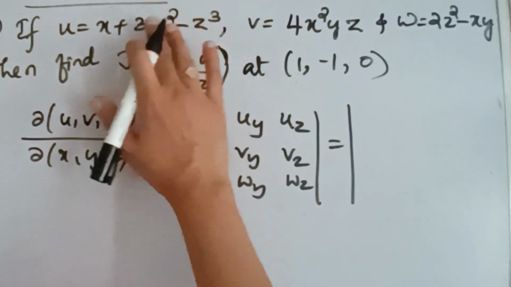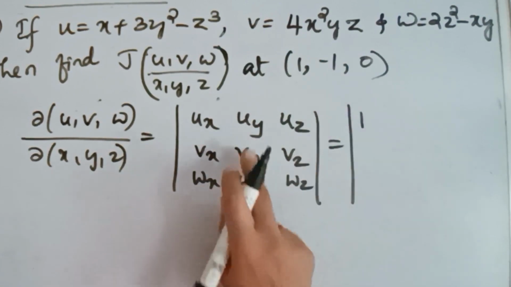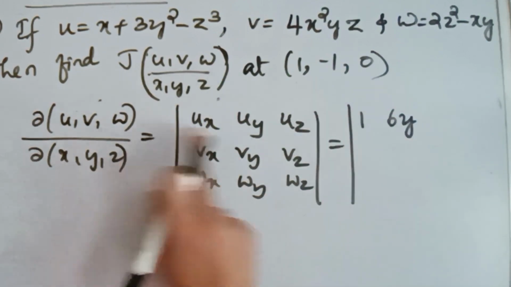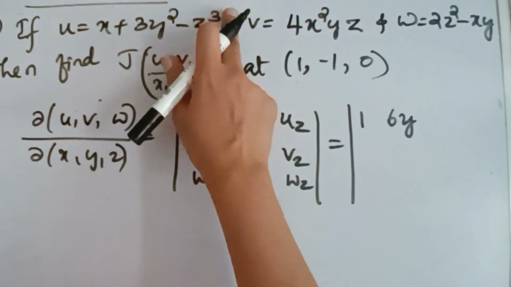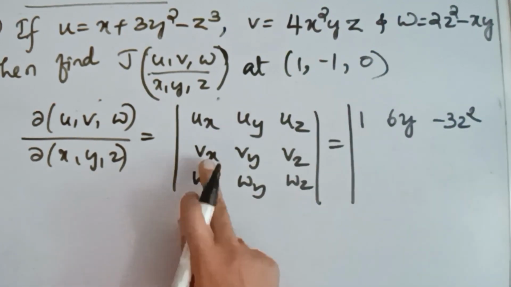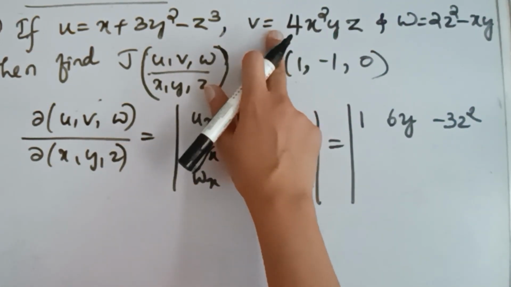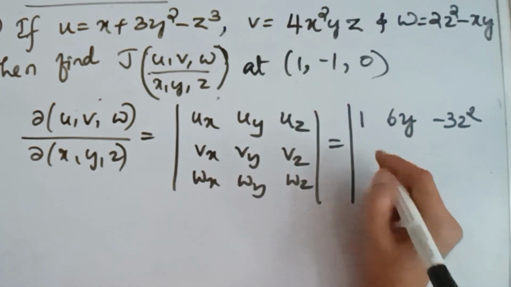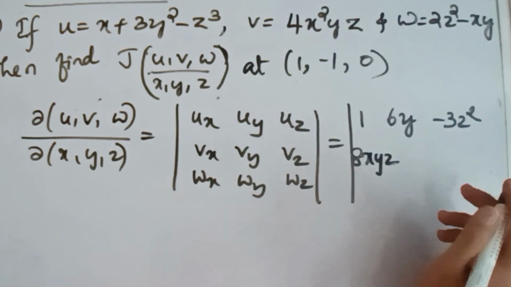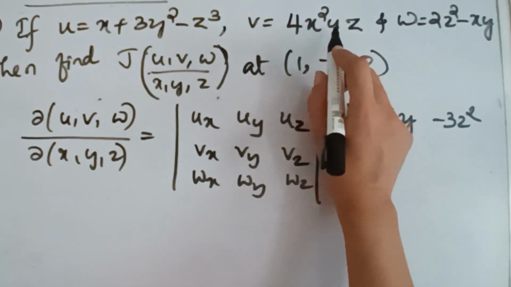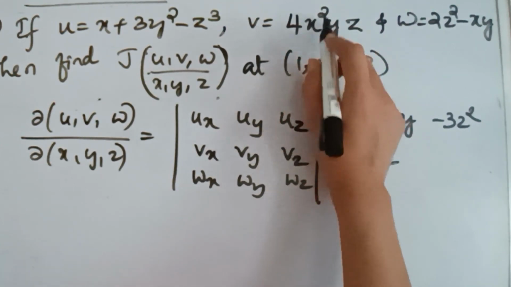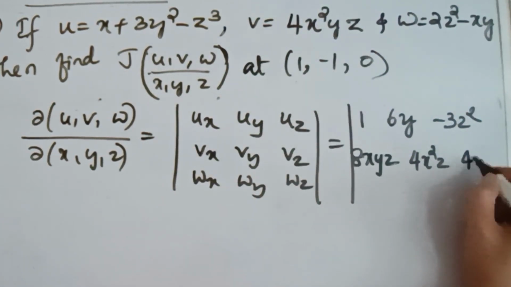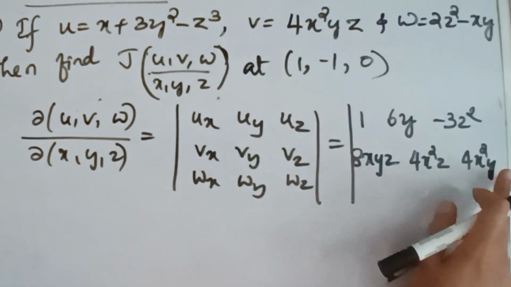So these two terms will vanish. The derivative of x with respect to x is 1. For u_y, these two terms will go, so we get 6y. Then u_z is minus 3z squared. Then v_x with respect to x, with y and z constant. So 4yz is constant, the derivative of x squared is 2x, so 8xyz. Then v_y with respect to y, with x and z constant, 4x squared z, the derivative of y with respect to y is 1. Then similarly, 4x squared y, the derivative of z with respect to z is 1.